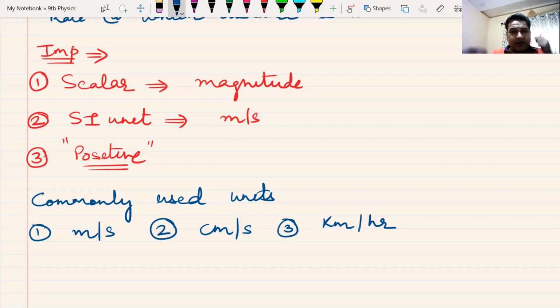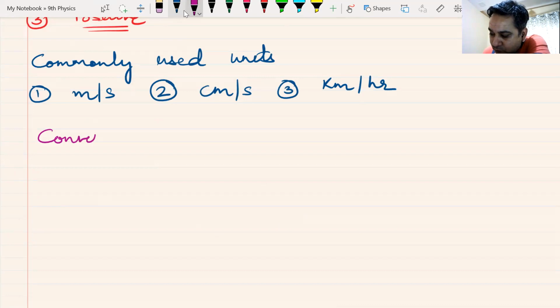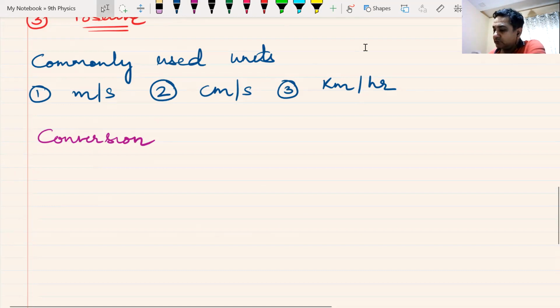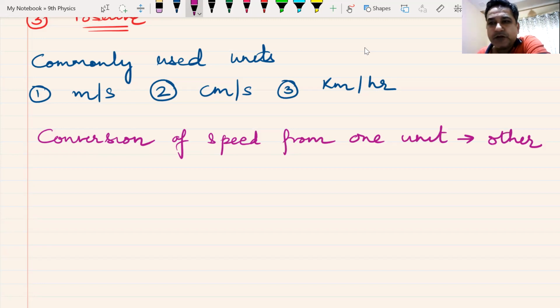Now, what type of question can you expect from here? You can expect questions of this type: conversion of speed from one unit to the other unit.